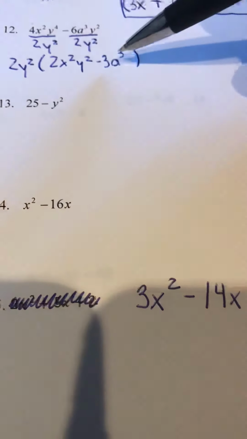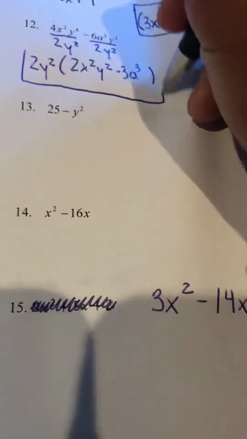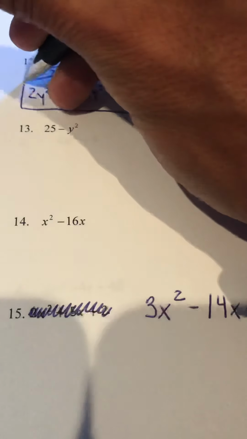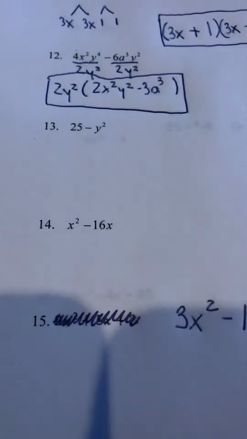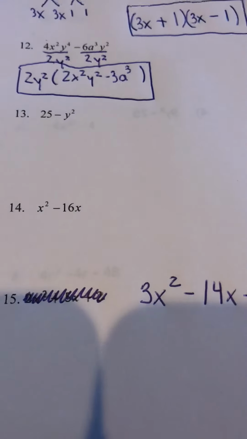Notice how inside my parentheses, there is nothing in common. That's how I know I have the greatest common factor. If you had just a common factor, you would have another common number or letter inside your parentheses.